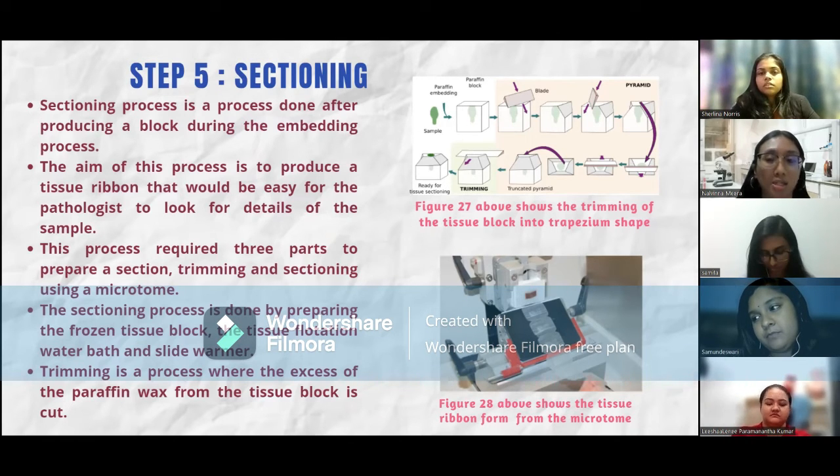The sectioning process is done by preparing the frozen tissue block, the tissue flotation water bath, and also a slide warmer. Trimming is a process where the excess of the paraffin wax from the tissue block is cut into a trapezium shape. Next.